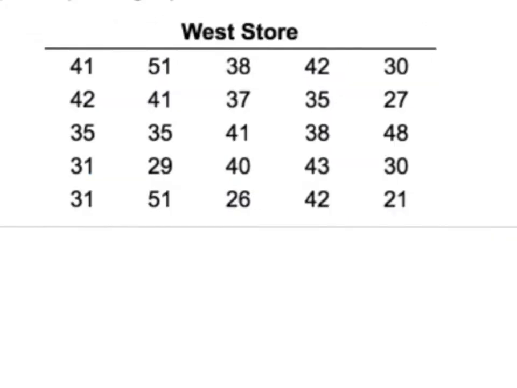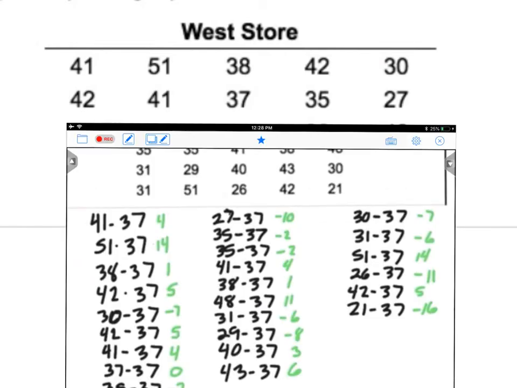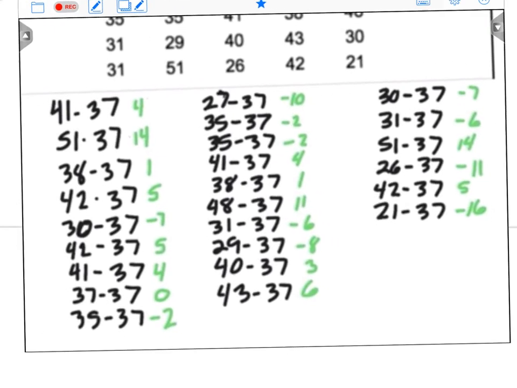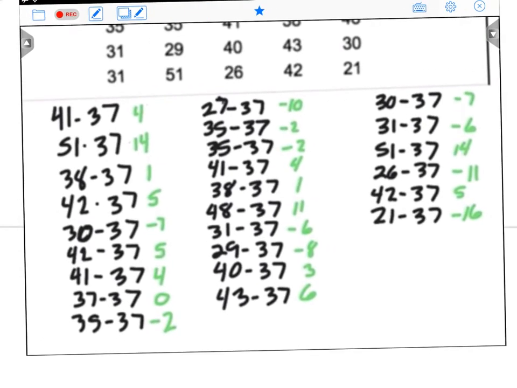So now, of course, I have to do all of that same stuff with the West store in order to be able to find the standard deviation. And I'm going to do exactly what I did for the East store. I'm going to take each number in the data set, and I'm going to set up a series of subtraction problems, exactly the way that I did before. Okay, so now here are all of those differences that I found from the West store.